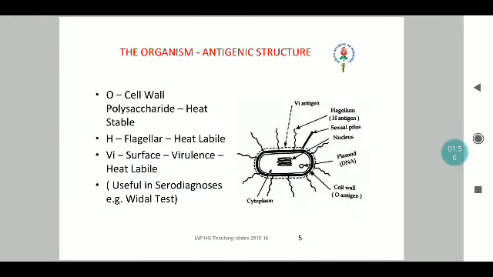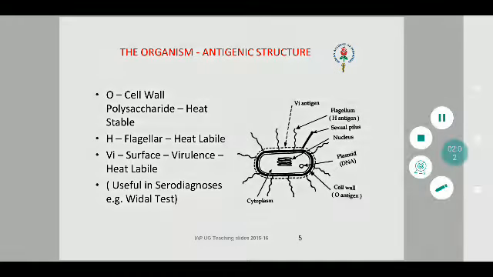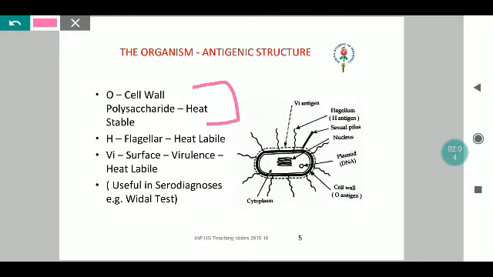Antigenically, if you see, there are 3 antigens which are of importance: the O antigen, which comprises of the cell wall, the H antigen, which is the heat labile flagellar antigen, and the Vi antigen, which stands for surface virulence, which is heat labile. The O antigen is heat stable and H and Vi antigens are heat labile. Now these antigens are what we use for serodiagnosis based on the Widal test.